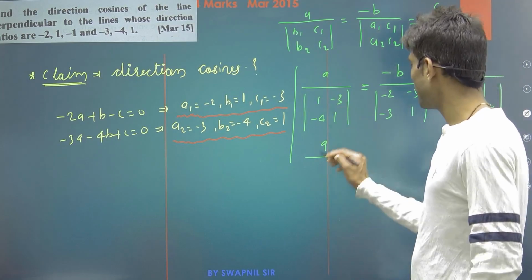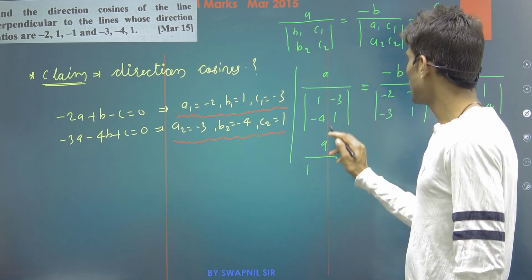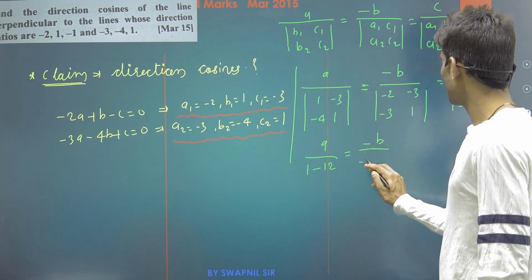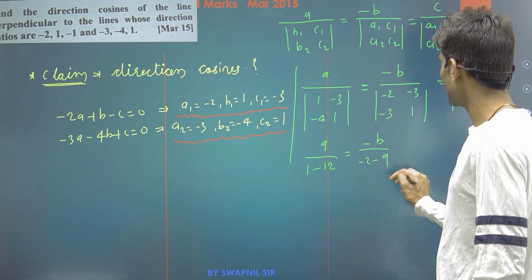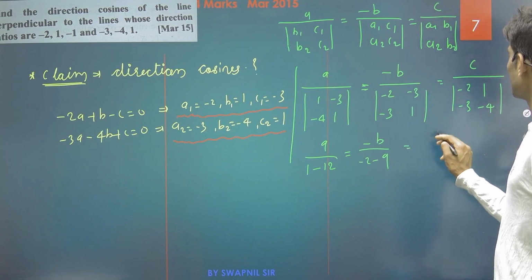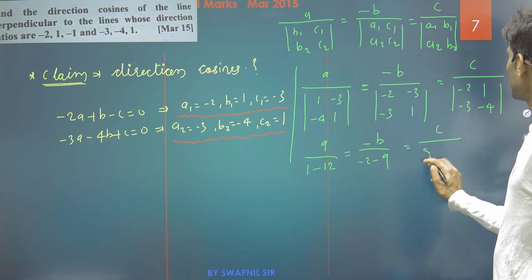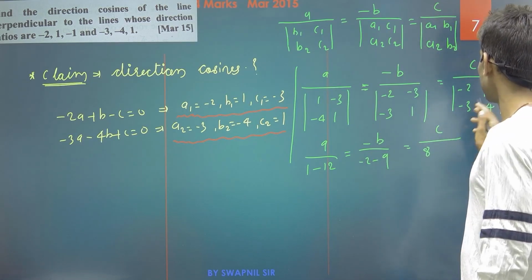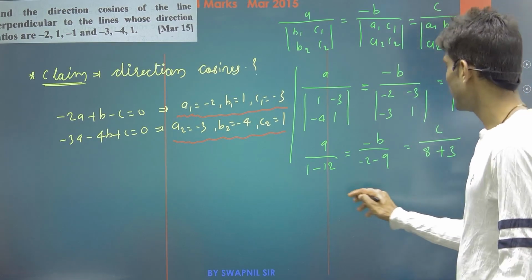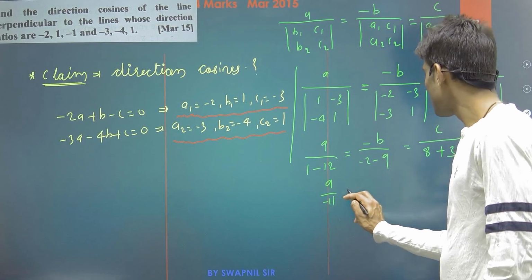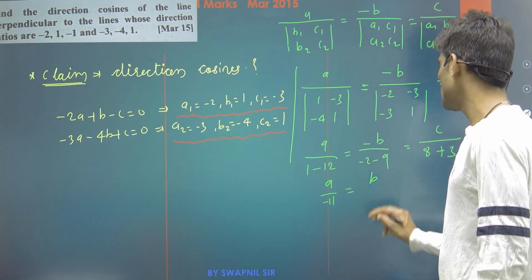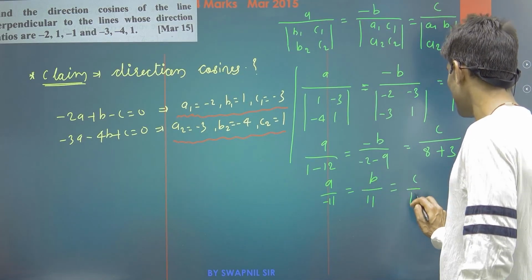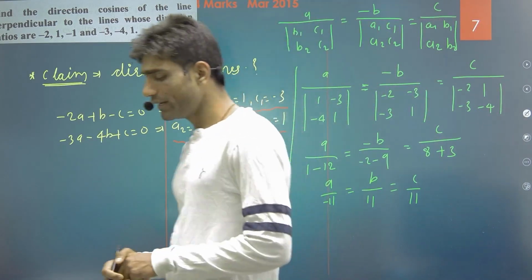So go for finding: 1 into 1 remains 1, minus of 4 3s are 12. A upon 1 minus 12, minus B upon minus 2 minus 3 into minus 3, minus 9. So the negative sign is there. So C upon 2 4s are 8. Minus 2 into minus 4 goes to minus of minus 8, that means it is plus 8, and a minus of minus 3, which is plus 3. So we can write A upon minus 11, which is equal to B upon minus 2 and minus 9, which is minus 11, minus positive B upon 11, and C upon 11. So we got minus 11, 11 and 11.